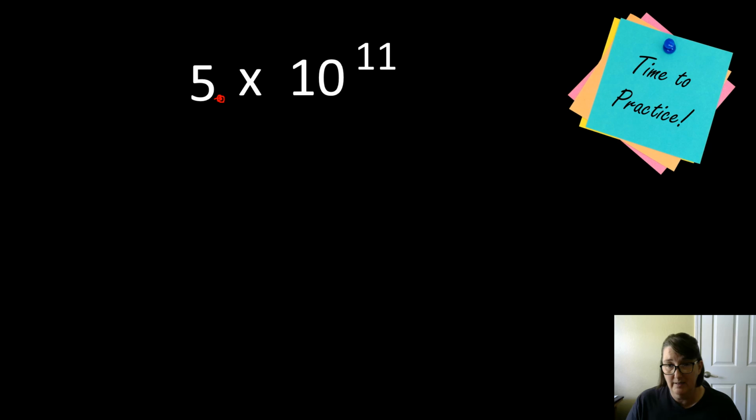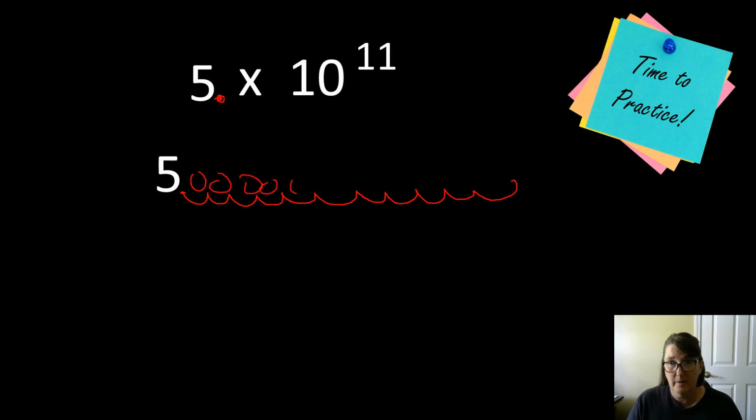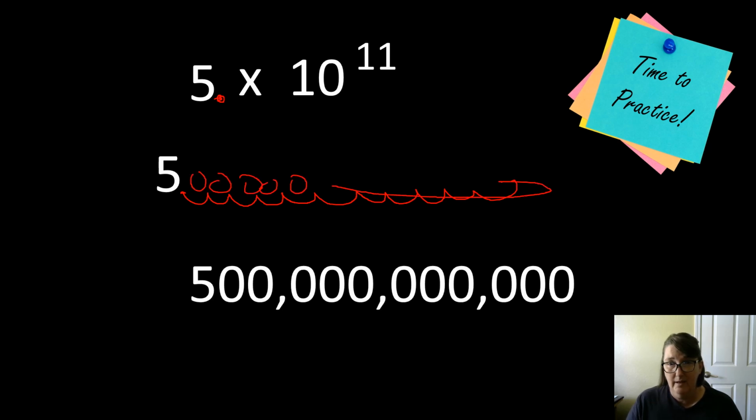My exponent is 11. That's how many times I need to move my decimal point. So I'm going to put in my decimal point here. I'm going to go 1, 2, 3, 4, 5, 6, 7, 8, 9, 10, 11. And I'm going to add zeros to all of my spots all the way down. And so my answer will be that.